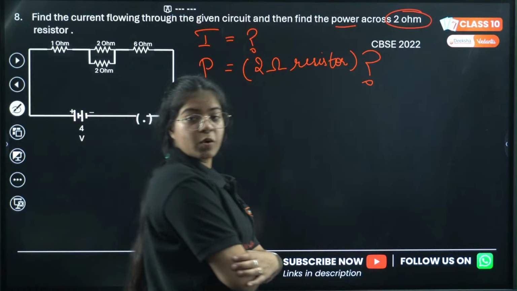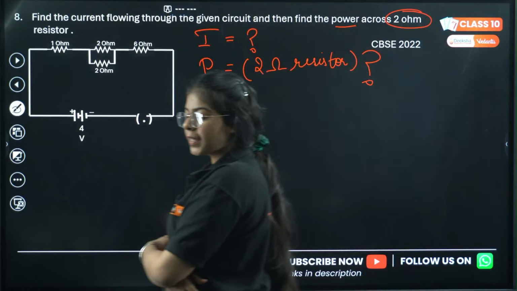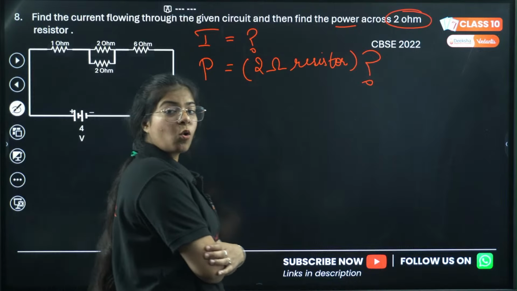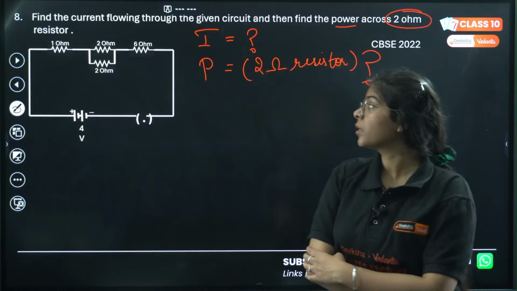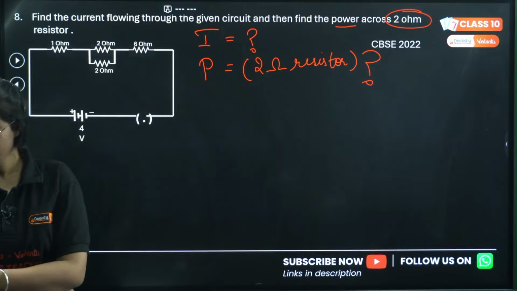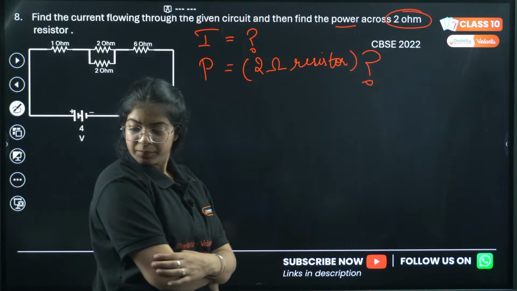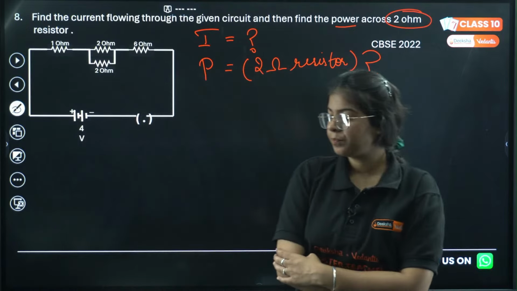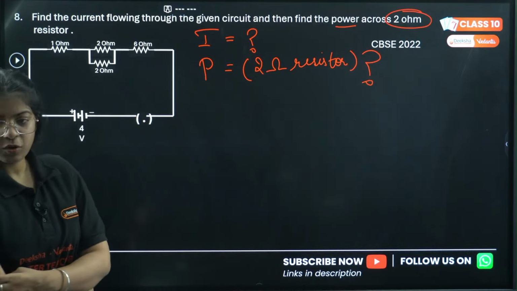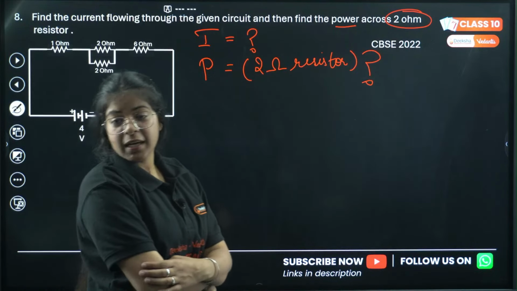Can you solve this question? Let me know the answer, the total current you need to find in this circuit, and then you need to find the power only across 2 ohm resistor. Okay, Amit is saying 0.125 watt. Anyone else? 0.125 watt is what? Is power. Okay, and the current?